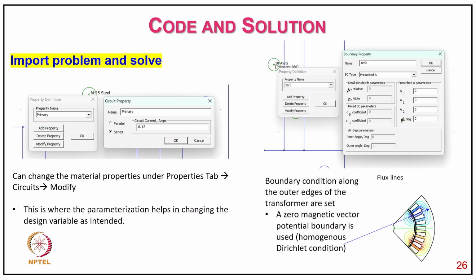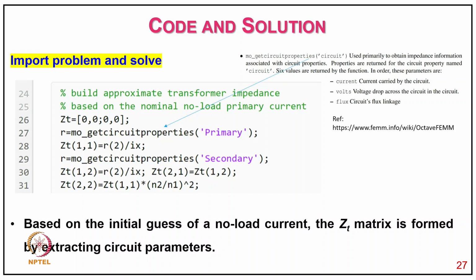Under circuit modify is where the parameterization helps in changing the design variable as intended. Here the boundary condition along the outside edges of the transformer is set, and a zero magnetic vector potential boundary, a homogeneous Dirichlet condition, is chosen, and this is typically the problem.